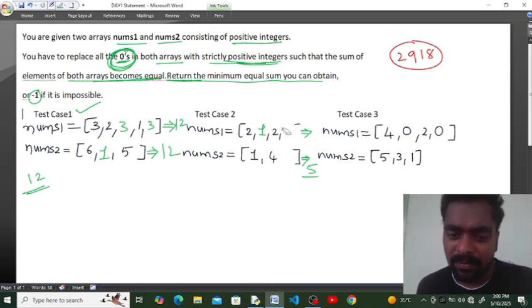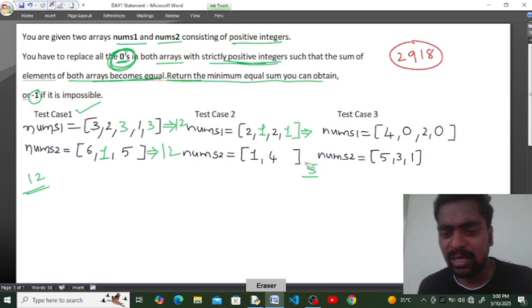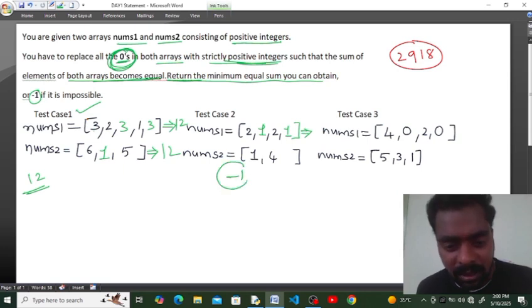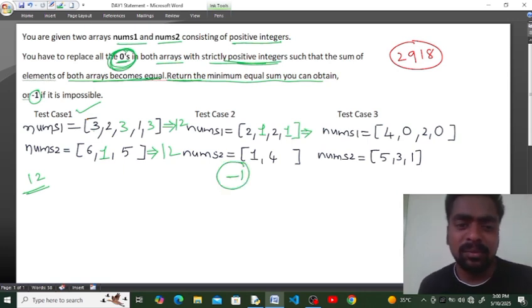So that's why for the second test case, you cannot make the nums 1 sum and nums 2 sum equal, right? That's why for the second example, it is impossible to bring equal sums of both arrays. So the answer for the second test case is -1.